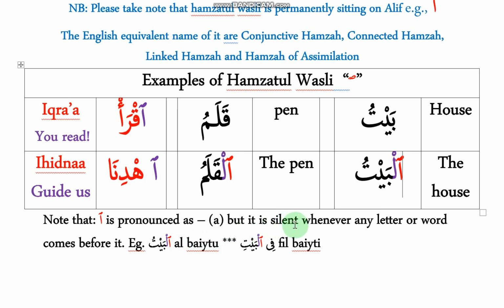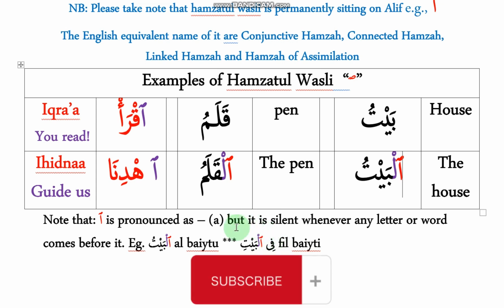It depends on the context. But what we want to prove here is that it is pronounced as a if nothing precedes it. For instance, this is when it starts the sentence. It will be al-qalam. If this word starts any sentence, it will be al-baytu. But once any other thing precedes it, it will change the pronunciation. And what it will change there is that we will now assimilate this Hamzah al-Wasli. Then we pronounce what is coming plus what is after Hamzah al-Wasli.